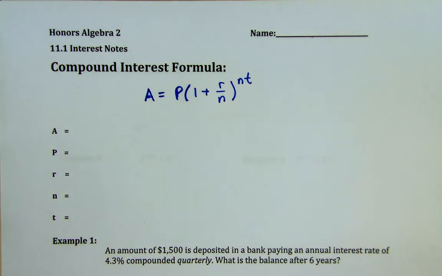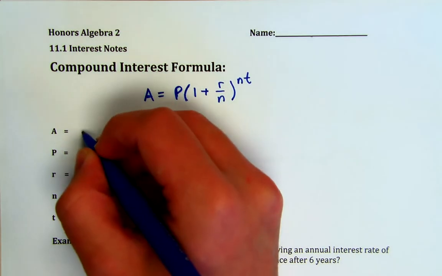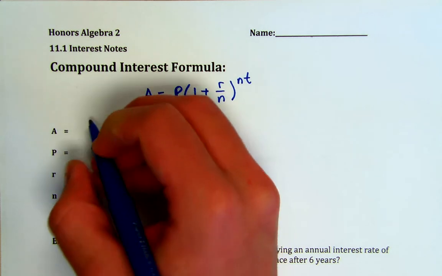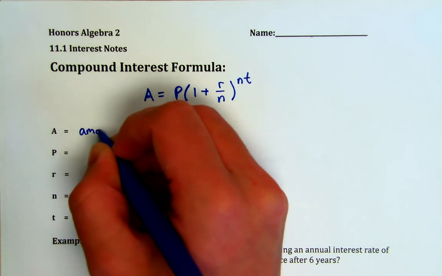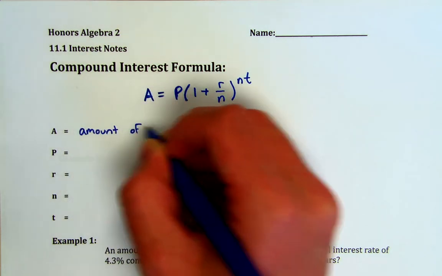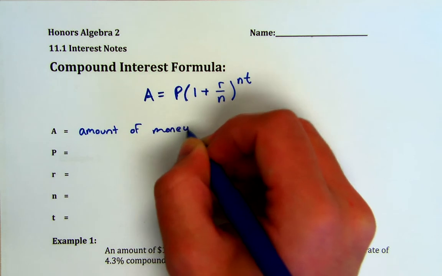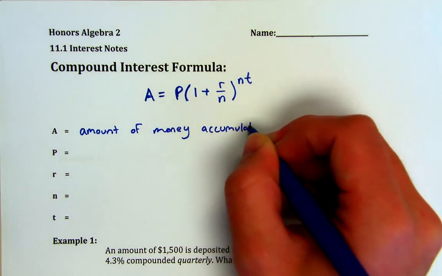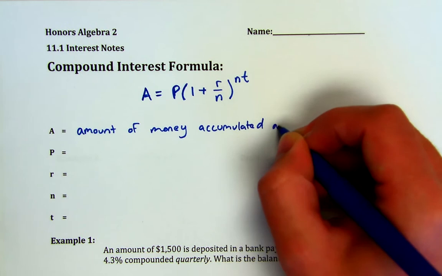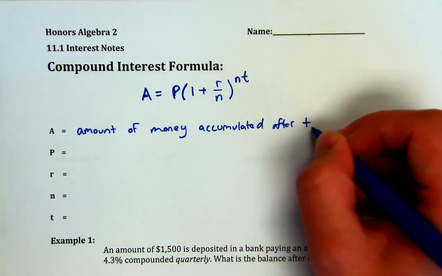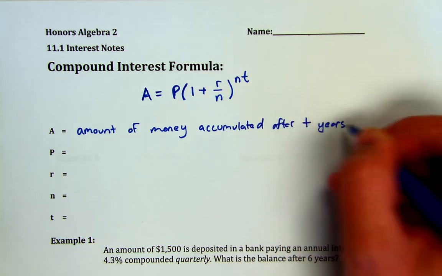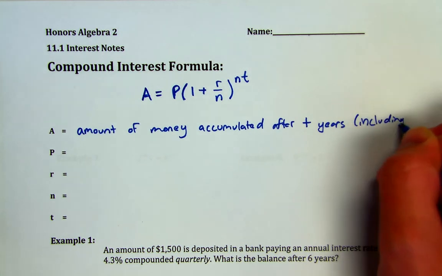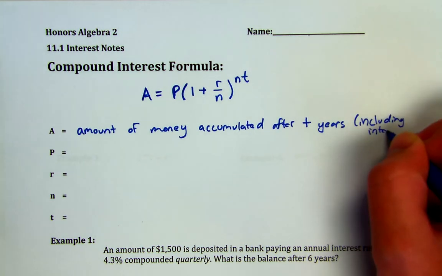So let's talk about these different parts. A is the amount of money accumulated after T years, including interest. So the amount of money accumulated after T years, including interest.